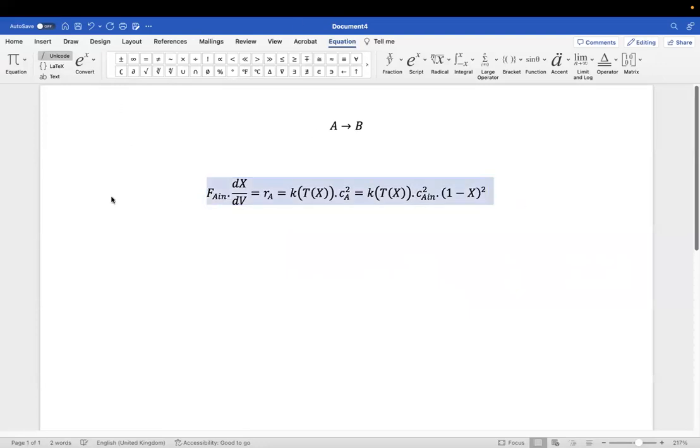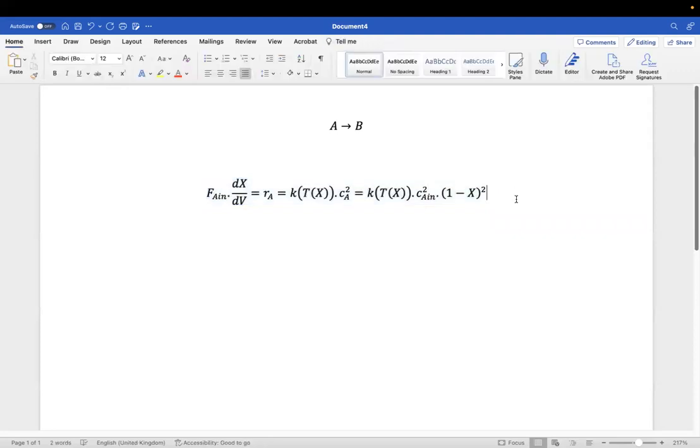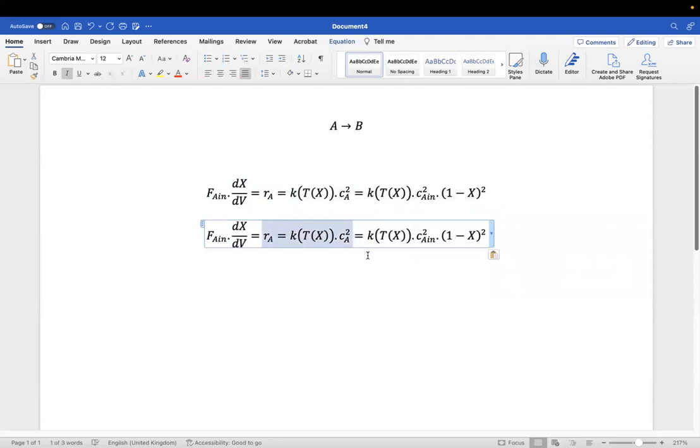So that's our balance. And if you look at this, this is nothing but an ODE, a single variable ODE. So this is pretty straightforward. F_A,in is defined, well, C_A,in, and we'll need to specify an F_A,in. But your function for k is given, C_A,in is given, and your variable is X. So we can step forward and integrate this.